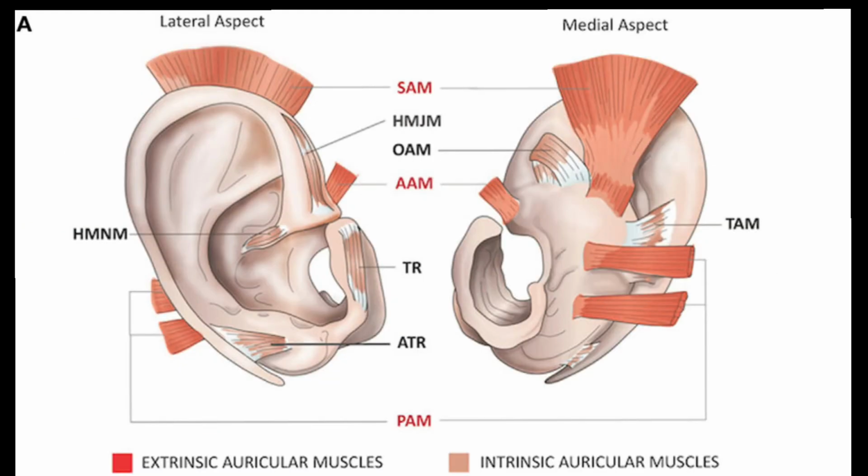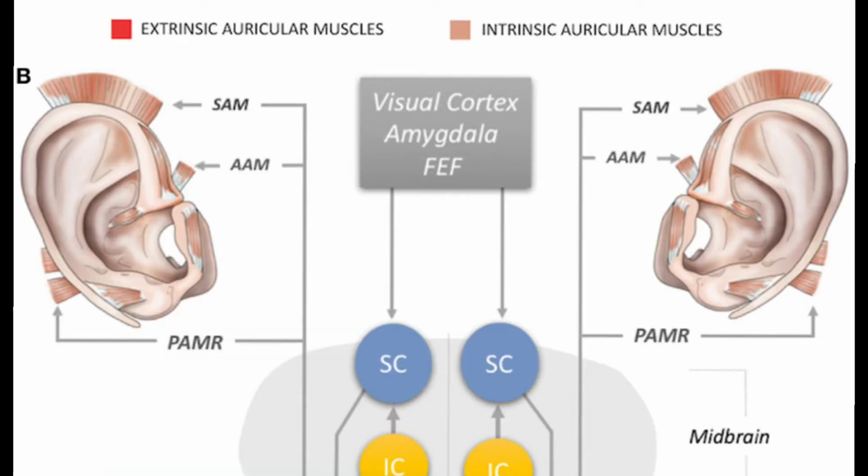Two sets of muscles are associated with the outer ear: the intrinsic and the extrinsic muscles. In some mammals, these muscles can adjust the direction of the pinna, but in humans, these muscles have little or no effect.